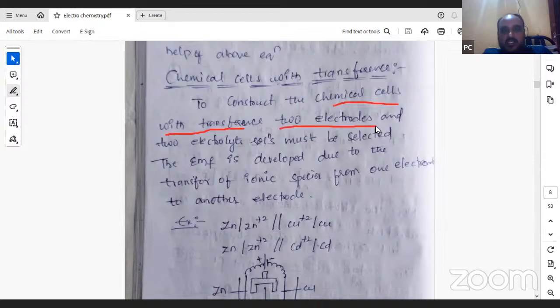Two electrodes and two electrolyte solutions must be selected. How many electrodes? Two electrodes. How many electrolyte solutions? Two electrolyte solutions. But in the case of chemical cells without transference, it was two electrodes and one electrolyte solution. But here, two electrodes and two electrolyte solutions. Individual electrode and individual electrolyte solutions must be selected. With the help of that, there is a direct transfer of ionic species from one solution to the other solution, and at that time we will derive the developed potential.